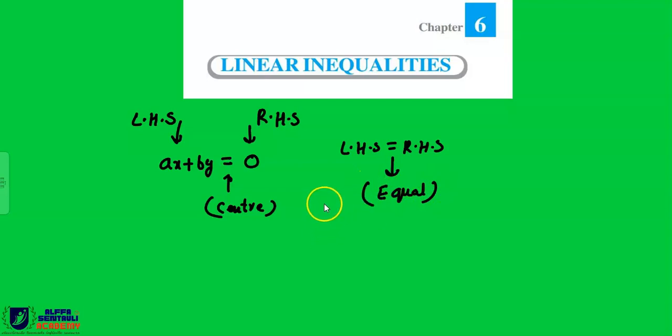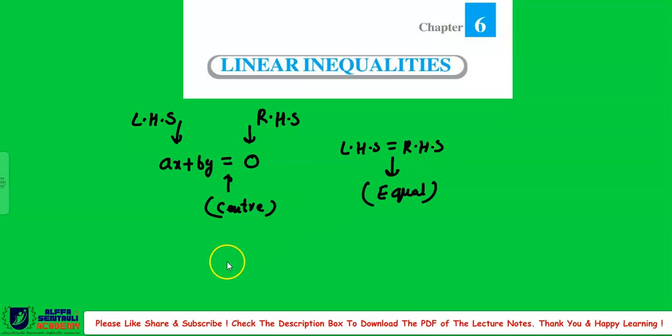But what happens in inequality? Let's suppose in inequality the LHS and RHS terms are not equal. They may be less than each other, or one may be greater than the other, right? So I can write, let's suppose, ax plus by is greater than 0. It means that your LHS is greater than your RHS if we compare, right? So this is the sign of greater than. Understood? So this is the concept of inequalities.